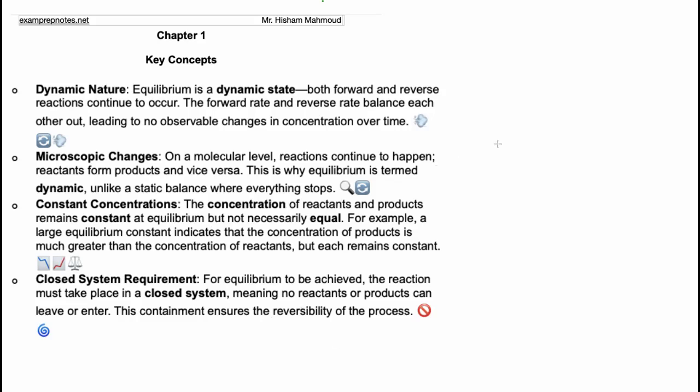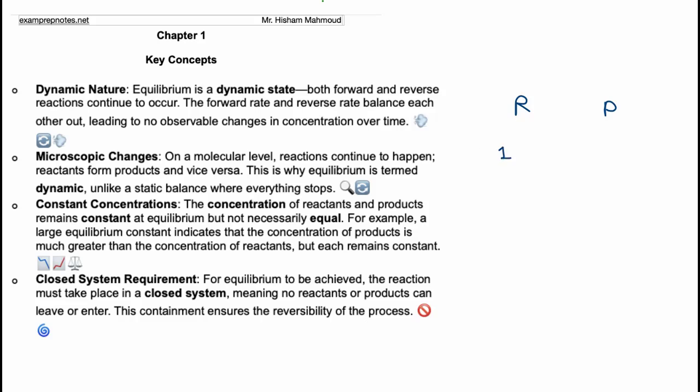The concentration of reactants and products remains constant at equilibrium, but not necessarily equal. For example, a large equilibrium constant indicates that the concentration of a product is much greater than the concentration of the reactant, but each one remains constant.